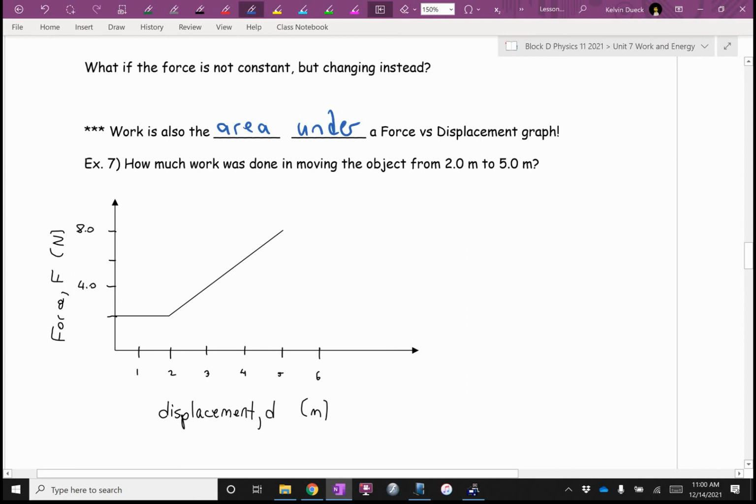But what else did I say? Work is also what, Raj? A what? Force versus. Okay. Where are we moving from? What to what? Everybody do a little dotted line right at 2 meters. Do a little dotted line right at 5 meters, like that. And then after you've written the dotted lines, don't write this next little bit down. This is the work, that area. Don't color it in yet.